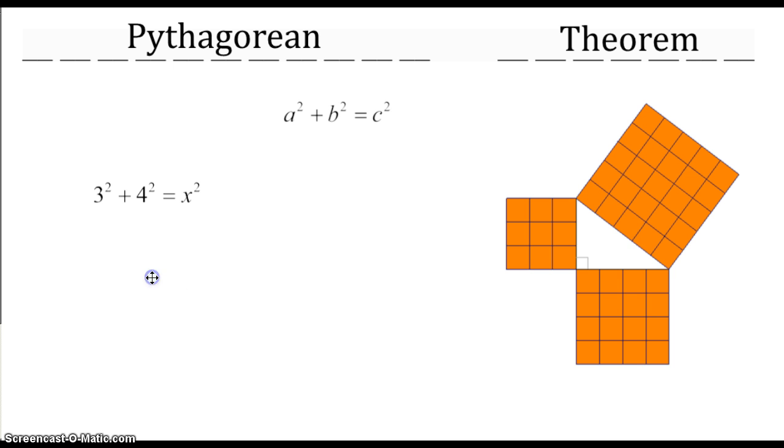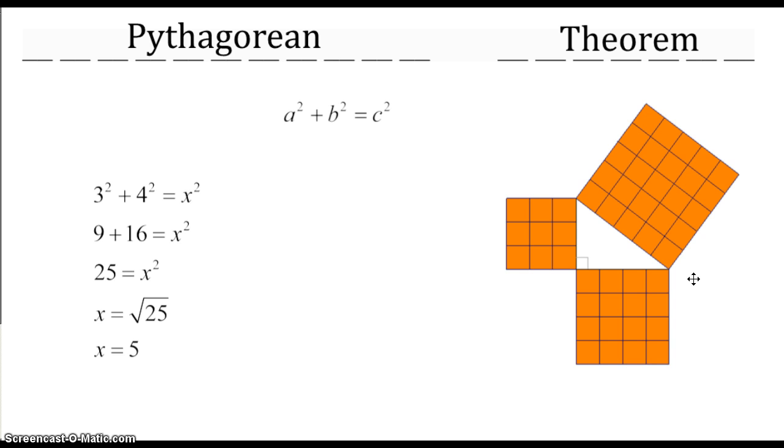3 squared plus 4 squared: 3 times 3 and 4 times 4 is going to give us how many blocks are behind here. So 9 plus 16 equals x squared. 25 is x squared, so that's really the area behind it. And then we take the square root, that's how we undo a square, and x is 5. So if we just wanted to find out the side of that triangle, it's going to be 5.